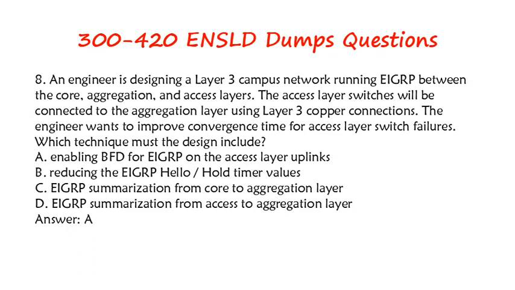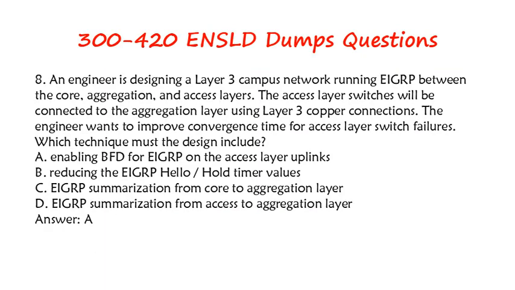8. An engineer is designing a Layer 3 campus network running EIGRP between the core, aggregation, and access layers. The access layer switches will be connected to the aggregation layer using Layer 3 copper connections. The engineer wants to improve convergence time for access layer switch failures. Which technique must the design include?